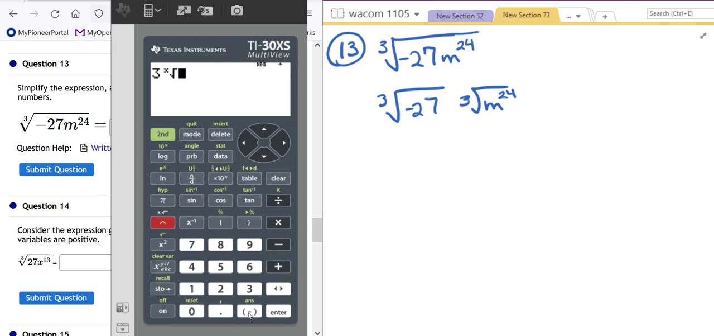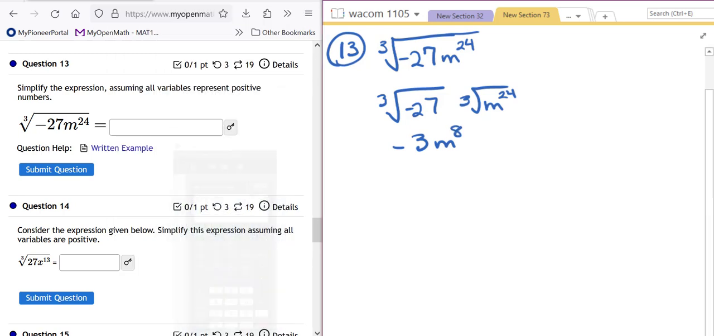Underneath, I will put negative, this is your negative sign down here, negative 27, and enter. And I get negative 3. So it's okay to have a negative underneath a cube root, any odd root. And then the variable you will do by hand, you're going to divide by the index. 3 into 24 goes evenly, and it goes m to the 8th. So we're good there.